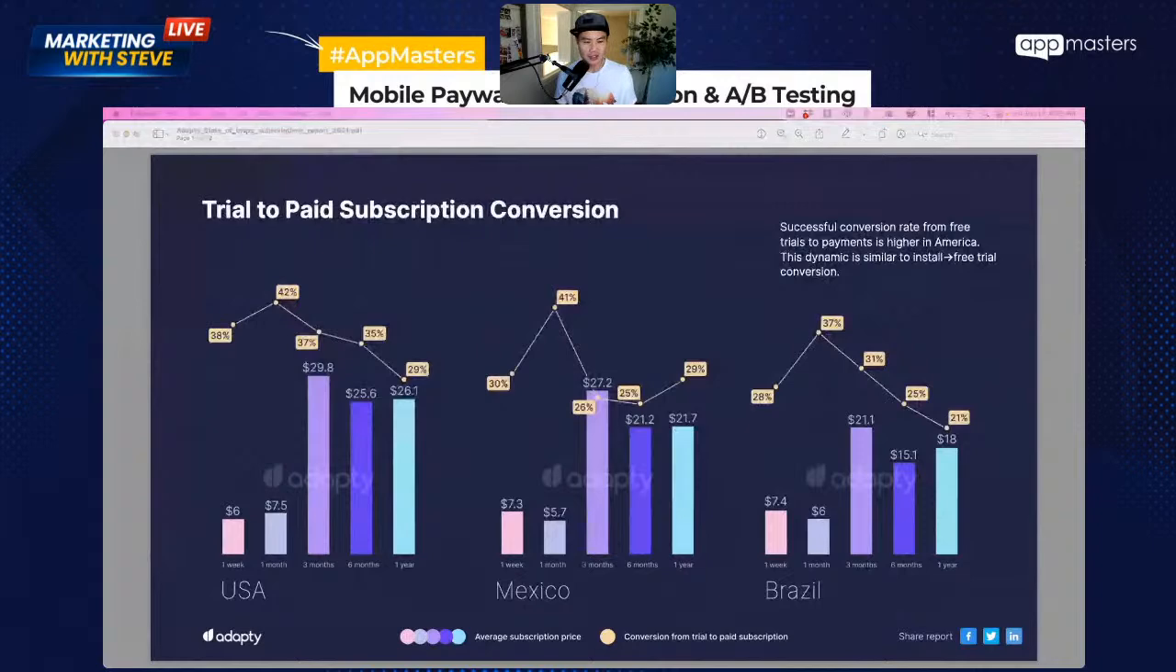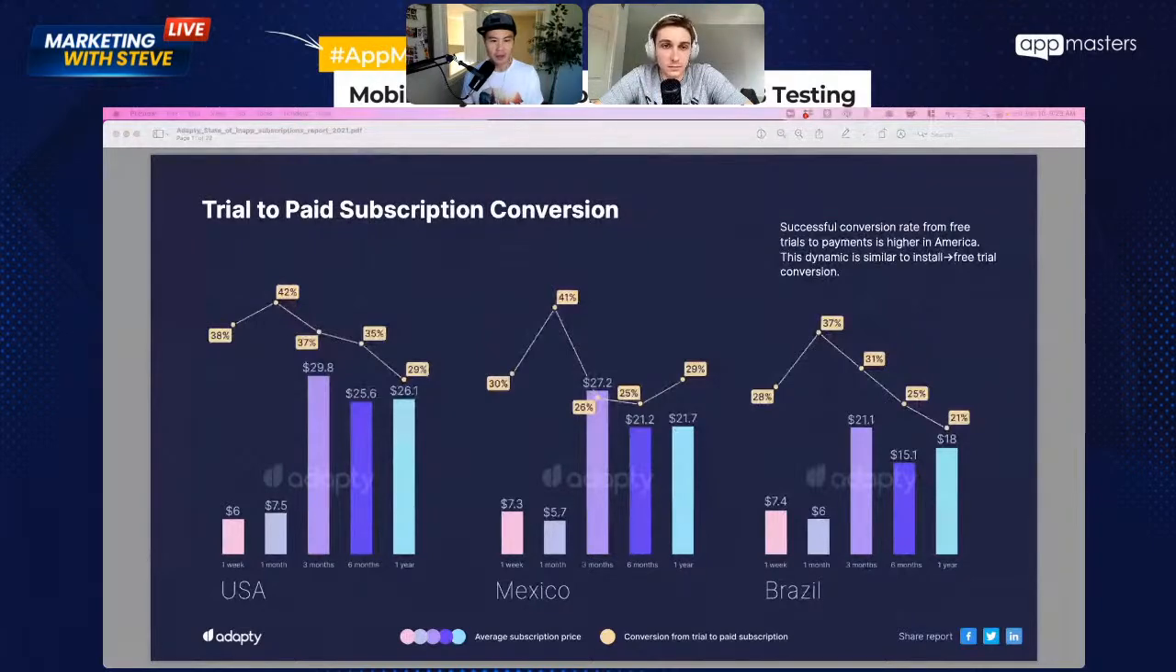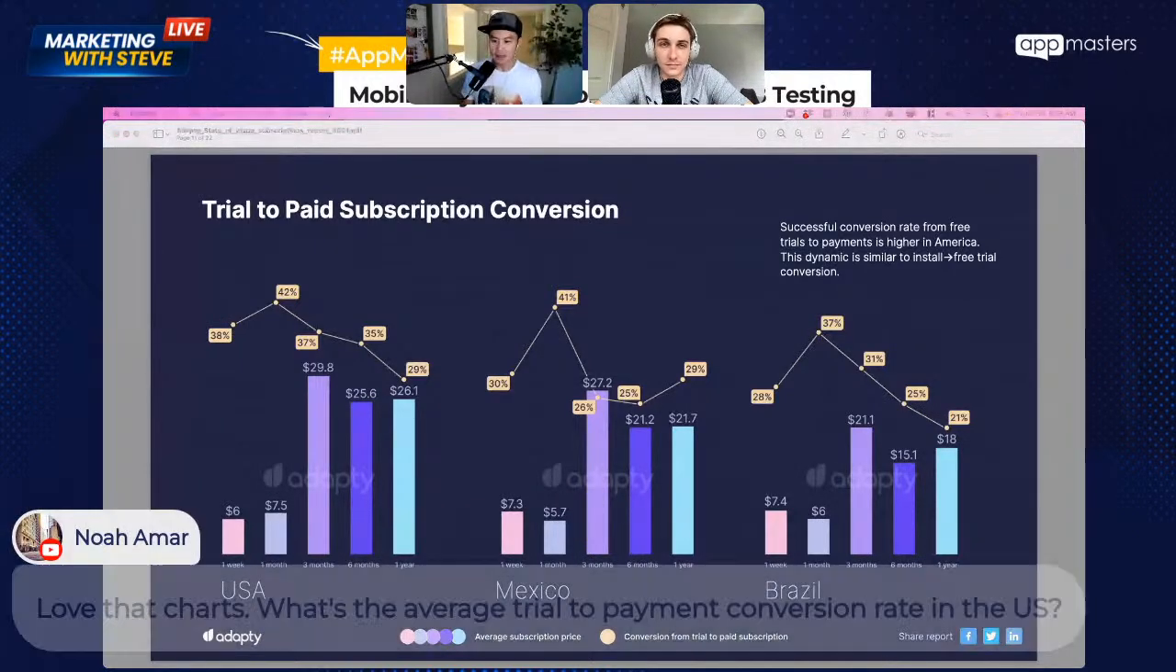I love this chart, guys. If I will link this up. Vitaly, whoops, sorry. Where are you? Are you there? I think you're a little bit frozen, but I think we can hear you. But I love this chart. So Noah asked, love the charts.